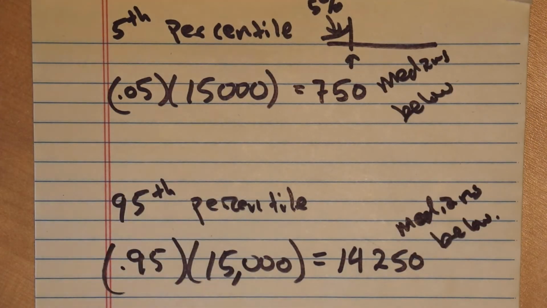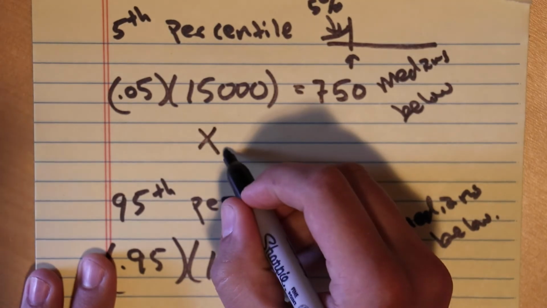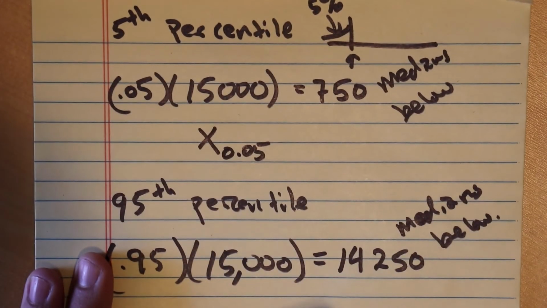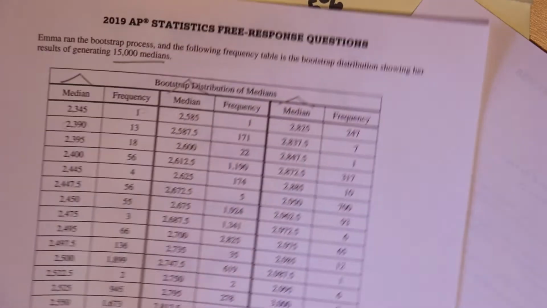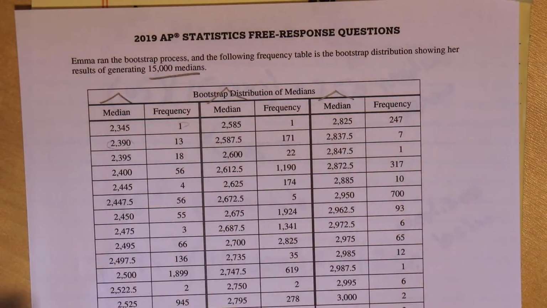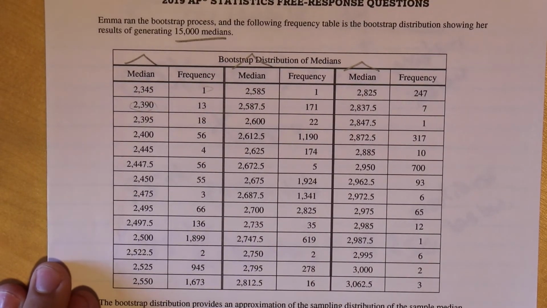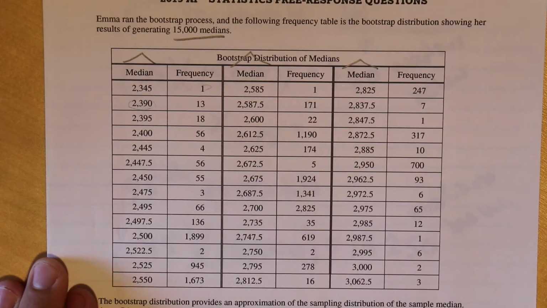So I have to look. Maybe I'll call the 5th percentile 0.05, and the 95th 0.95. So I've got to find this number. Well, the 5th percentile would be a good place to start, right? So the 5th percentile is where 5% of the data is going to be below it. 5% of 15,000 is 750. So I just have to count until I get up to 750.